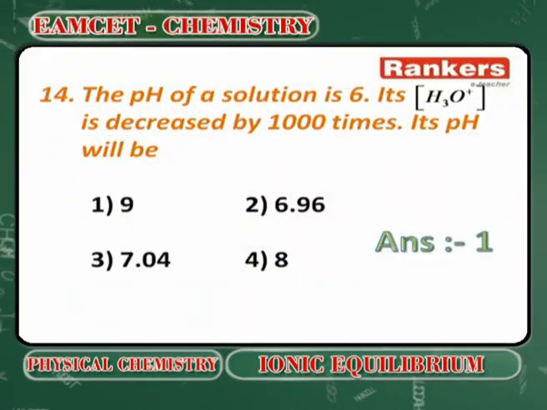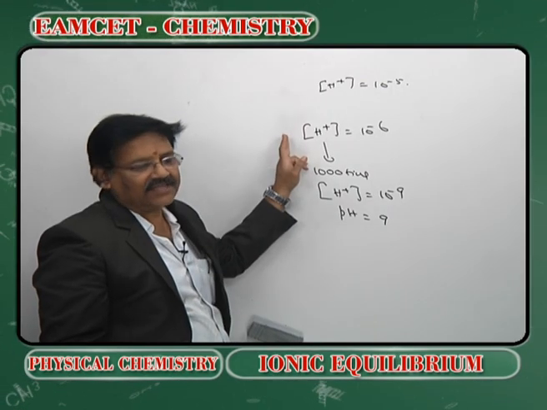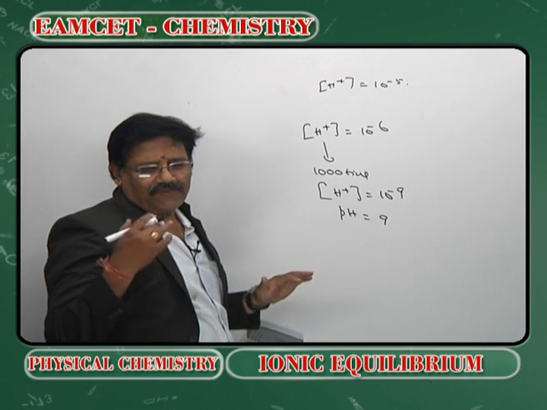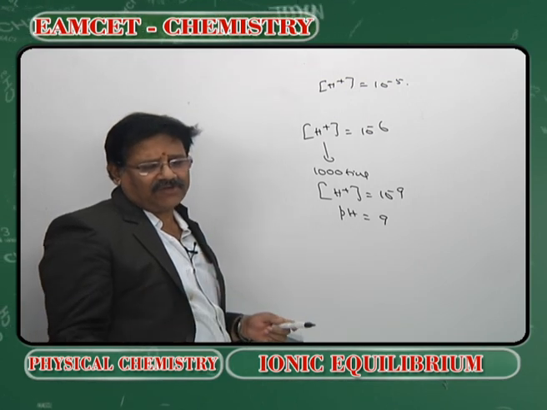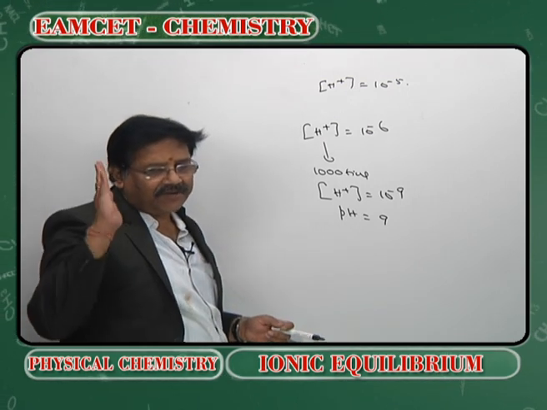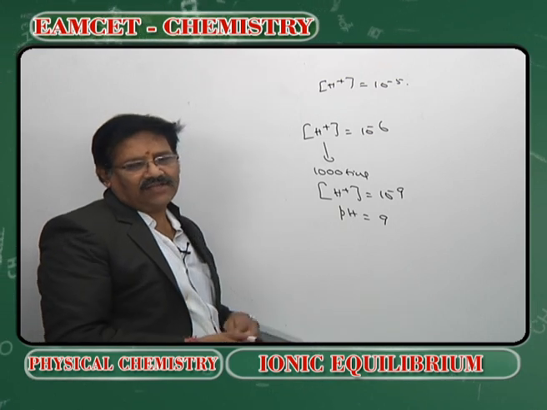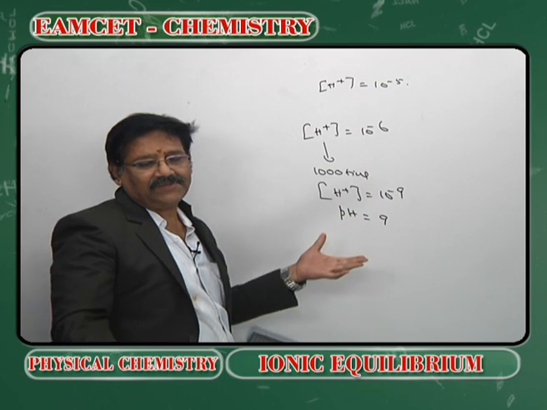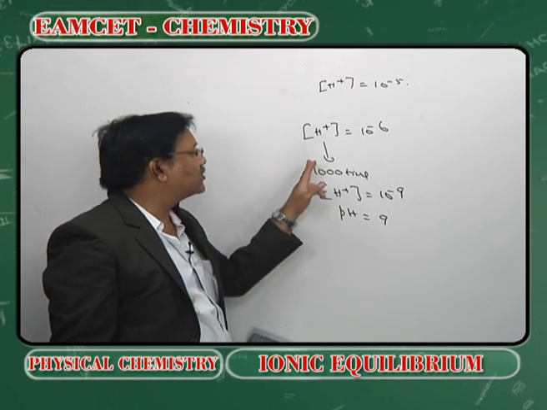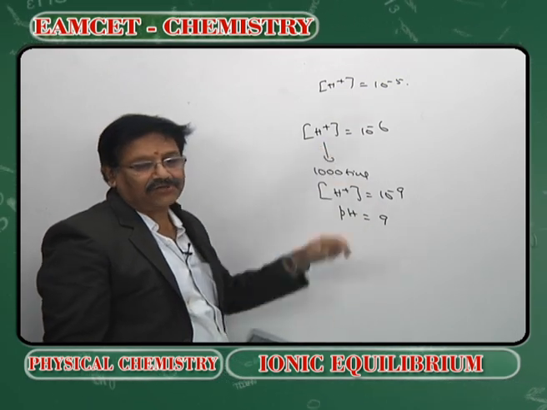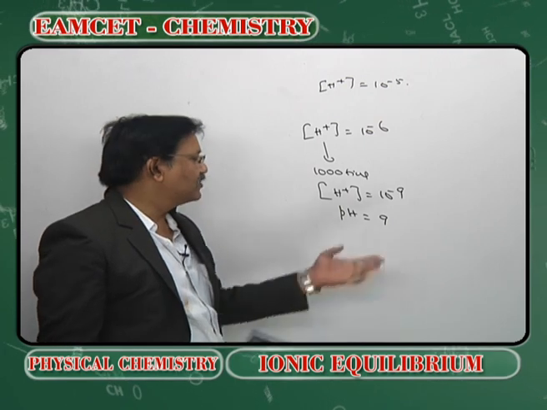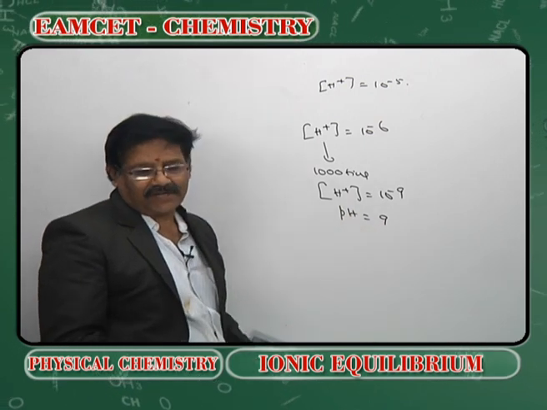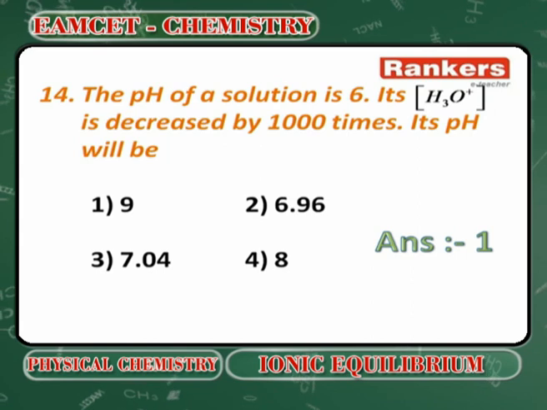In the previous example, they mentioned that an acid is given. For an acid, however many times it is diluted, it will remain an acid only. That is why its pH value is below 7. In this case, they have specifically given that the H3O plus ion concentration is diluted by 1000 times. Therefore, pH will become 9. Next question.